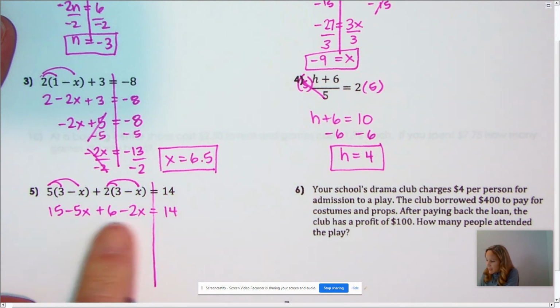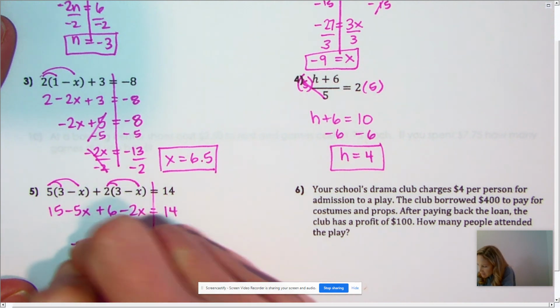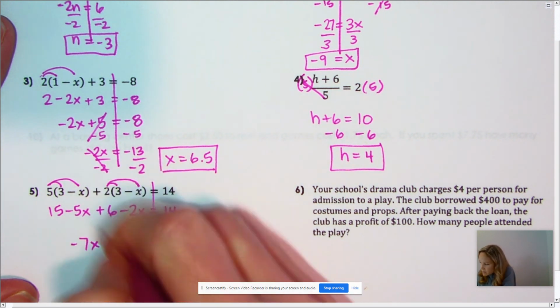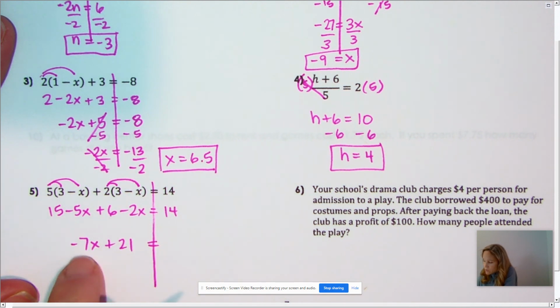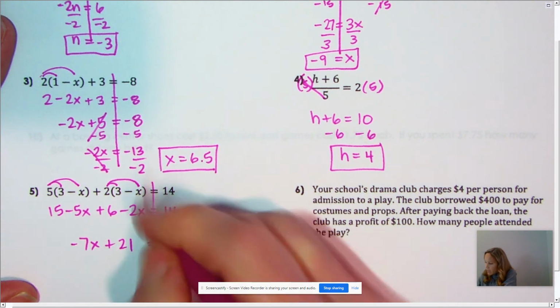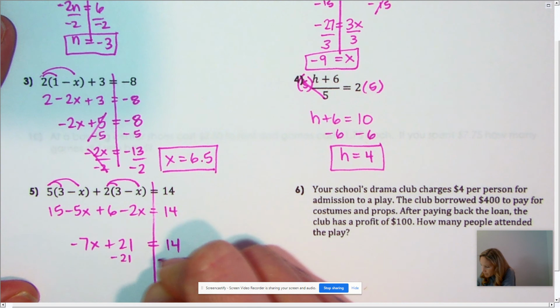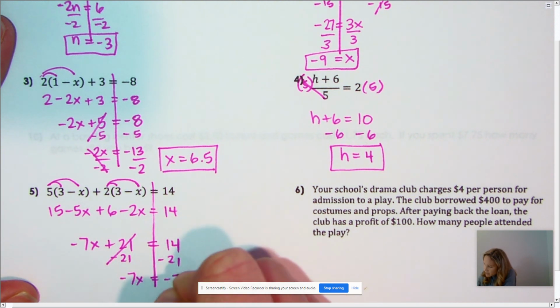So I can combine any like terms. I'm going to start with the x's. 5 negatives and 2 negatives make 7 negatives altogether. 15 positives and 6 positives make 21 positives altogether. And these ones don't have an x, and these ones do. So that's why I have to keep them separate. And then equals 14. So I'm going to minus the 21 on both sides. And so I have -7x equals -7.